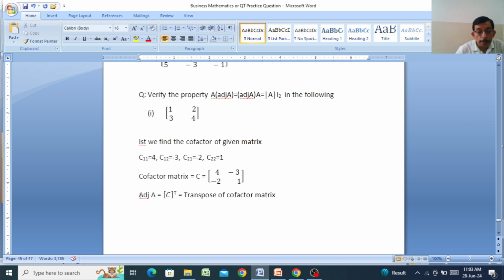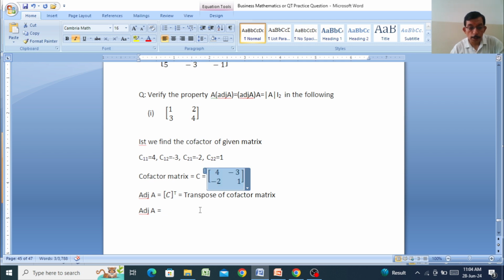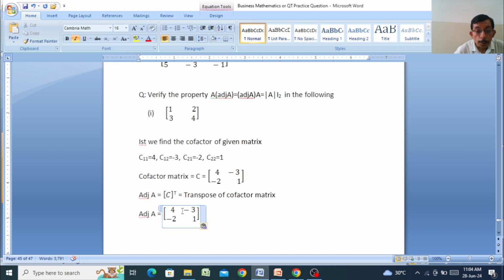Then adjoint A is equal to the transpose: first row is 4, -2, second row is -3, 1. First column interchanges into the first row, second column interchanges into the second row. This is the adjoint A, transpose of the matrix C. Is it clear, everyone?